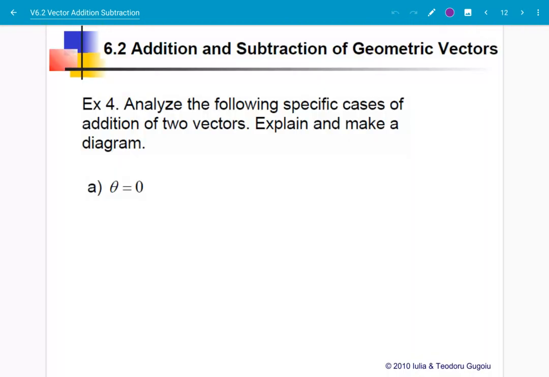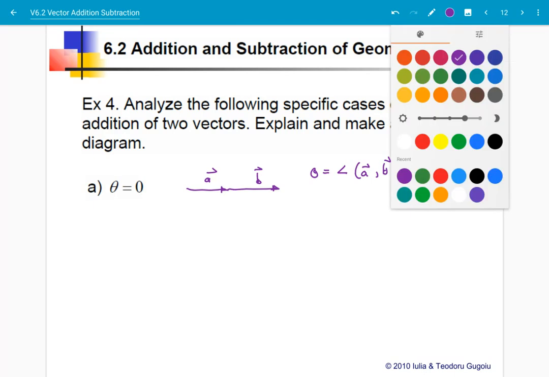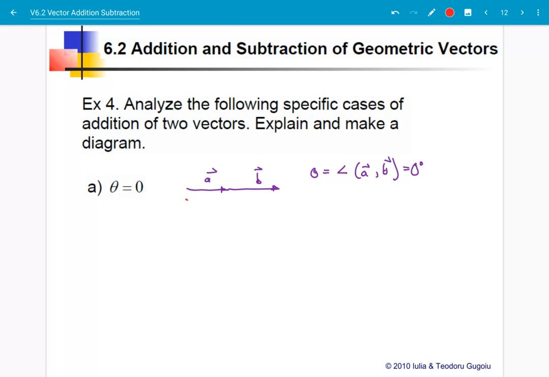And now we're going to use it, I believe. Oh, we're going to analyze some special cases before we get to example 5. So analyze the following specific cases of the addition of two vectors. So we're going to add vector A, well, let's see, vector A and vector B. If you look at this, the angle between vector A and B is 0 degrees, right? That's what they're saying. So they're parallel.